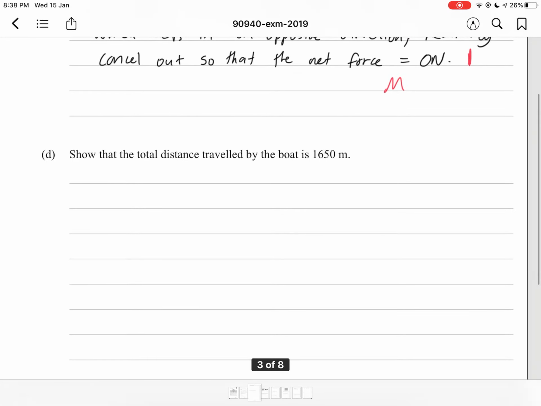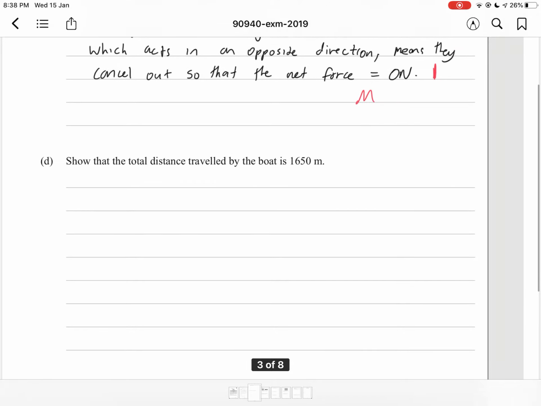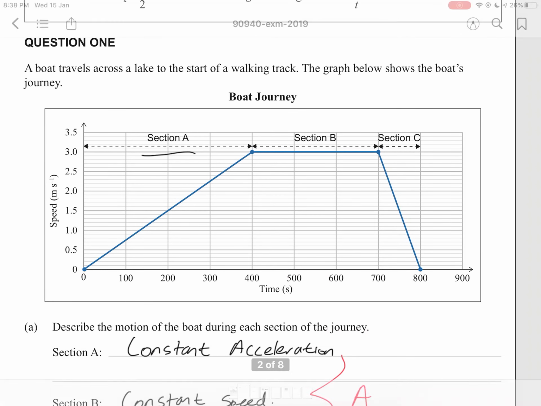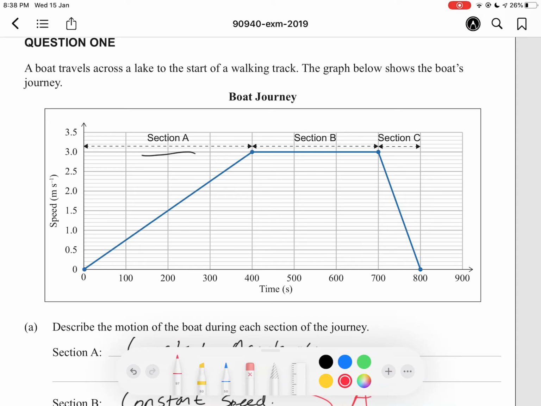Question D. Show the distance traveled by the boat is 650 meters. Because this is a speed time graph, in order to find the total distance, we can use the area of the graph. So basically, the total distance covered by the boat would just be the total area of everything that's underneath the graph. So all of this would be the total distance. So this is basically a bit of a calculation math question.